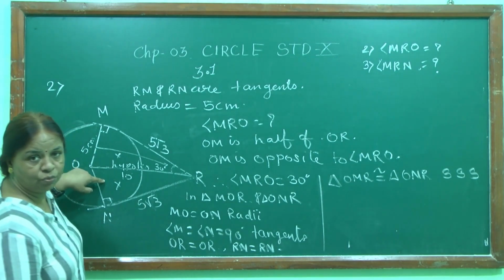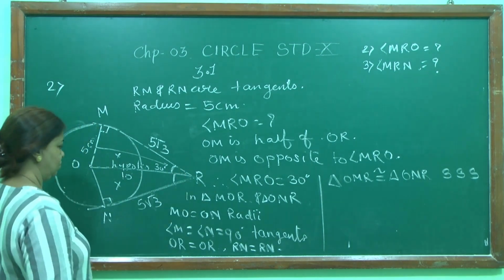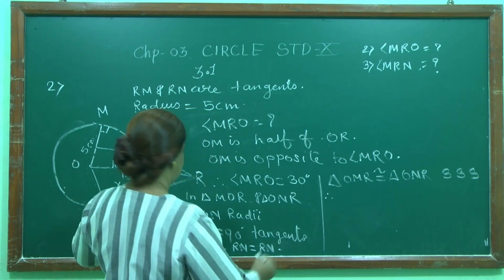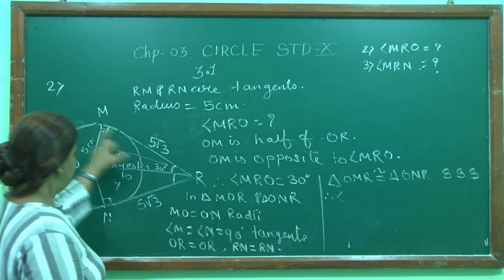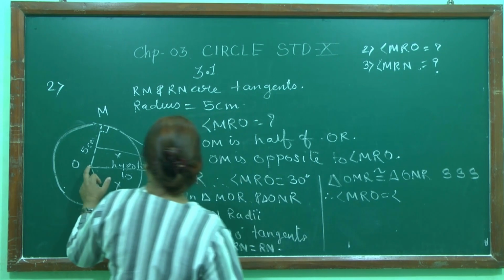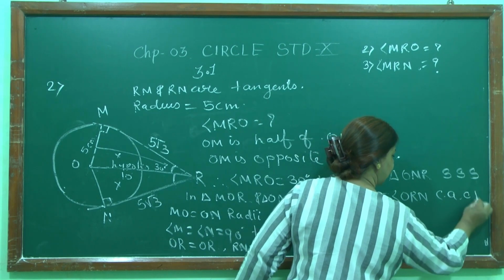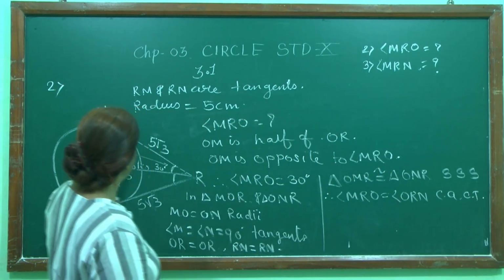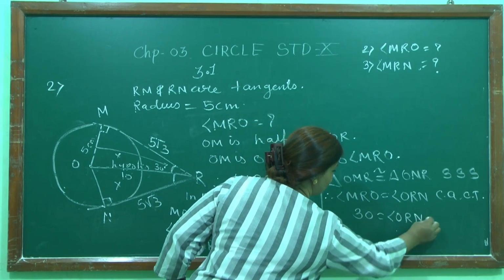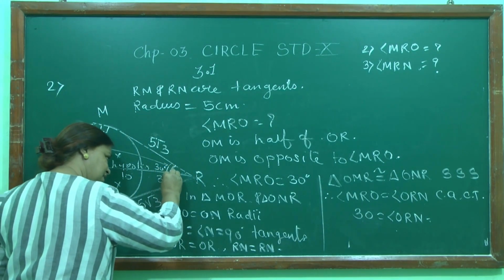Now these two triangles we have proved equal. I can say this angle is equal to this angle. Therefore, angle MRO is equal to angle ORN, corresponding angles of congruent triangles. But MRO is how much? 30 degrees. So angle ORN is equal to how much? 30 degrees. Now this angle also we got as 30 degrees. So can I say this angle? Yes.